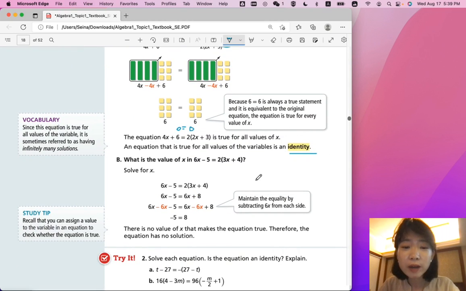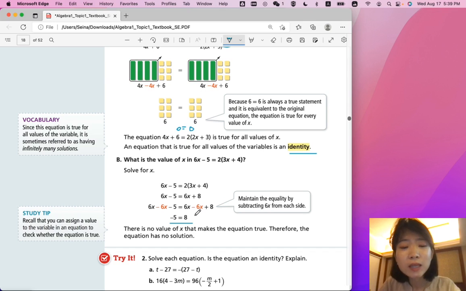Part B, what is the value of x in 6x minus 5 equals 2 times 3x plus 4? Sometimes your x will disappear, but your equation will not make sense. Negative 5 equals 8 is what you get after your x is eliminated. All your x terms are gone, so you don't know what x is. But looking at your equation that's left over doesn't make any sense.